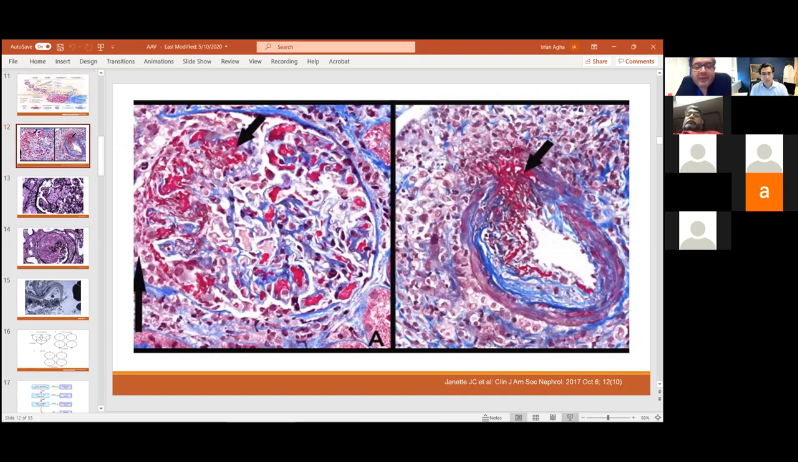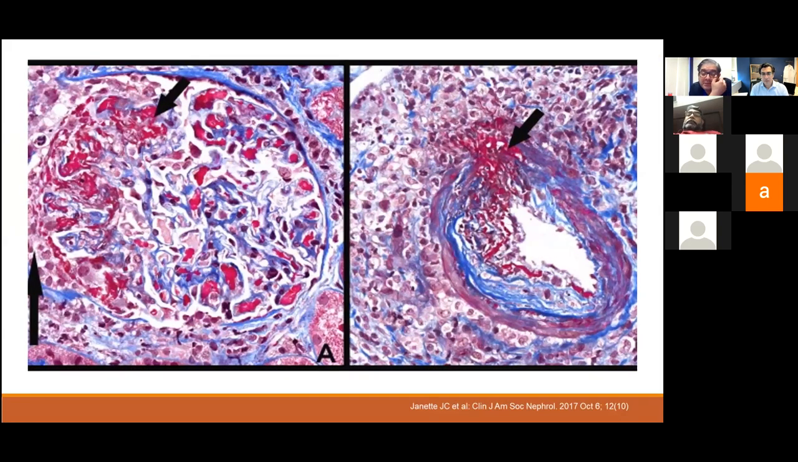Okay, so this is Masson's trichrome, and blue is scar, and the red that you see over here is all fibrinoid necrosis. What you're looking at is this glomerulus over here, and this is a blood vessel. What you're seeing here is this intense focal necrosis. So this is all fibrinoid necrosis, and I'll go into the pattern of that a little bit in the next slides.